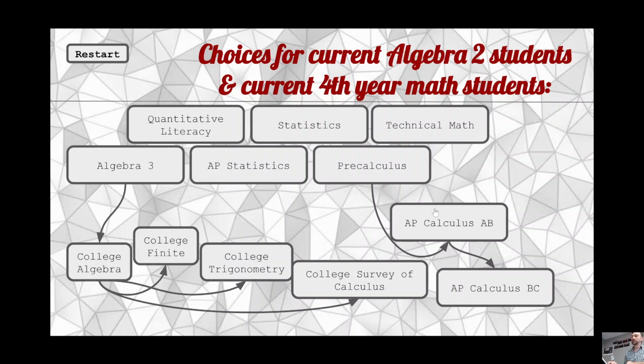But so for most of you, I would pick Cal AB. If it's not that, I would be considering college algebra or AP Stat. And if you're going the college algebra route, remember that it's just one semester and you may want to follow it up with others.